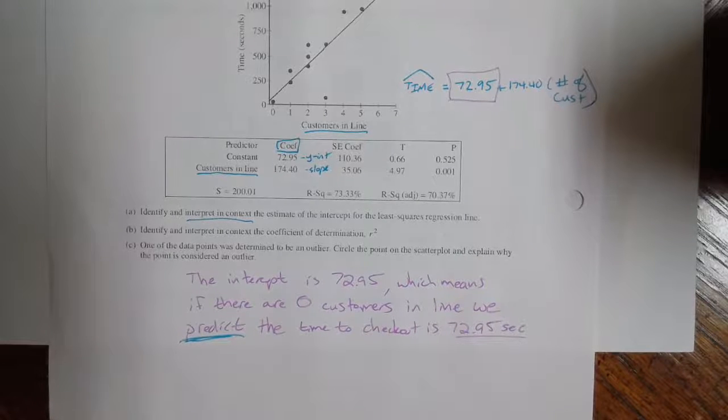So that's a really important word that you have to mention when you're interpreting a least squares regression equation. That thing predicts for you. It doesn't tell you what's going to happen. And that's it for part A.